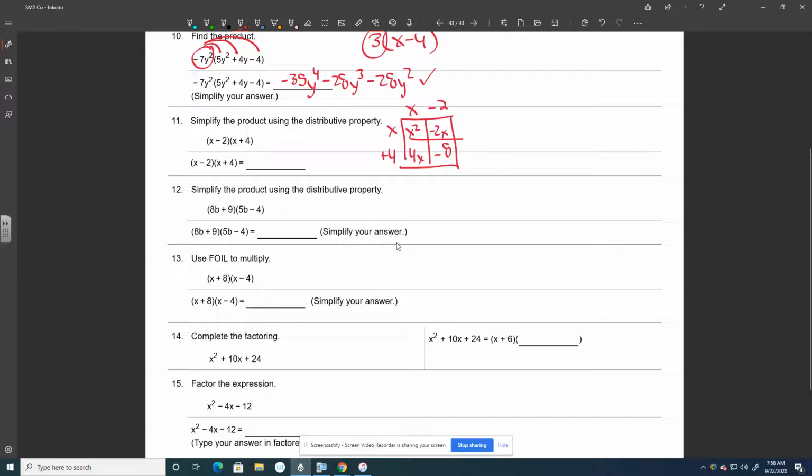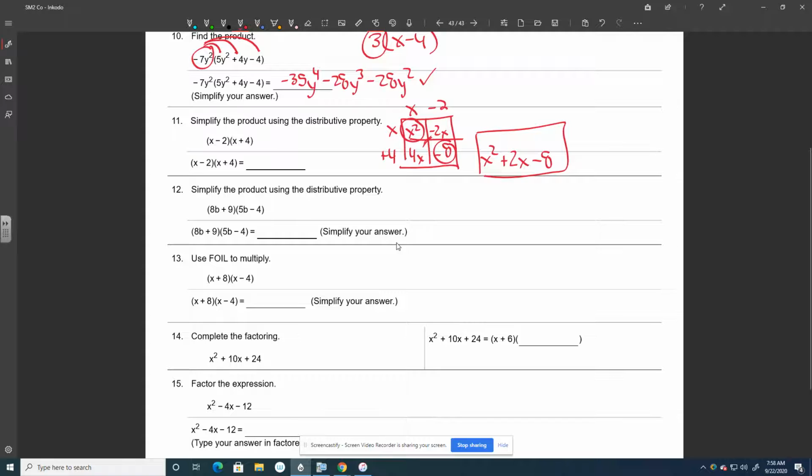Now I combine like terms and write out my answer. I always start with the one up in the left, x squared, and I always end with the minus 8, this one down in the bottom. But these two, a lot of times, since they're both x's, I can combine those together. 4x minus 2x leaves me with a positive 2x.